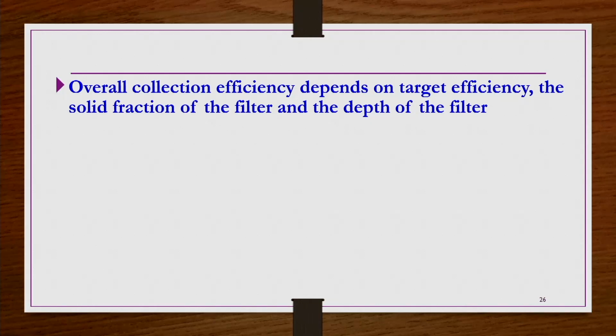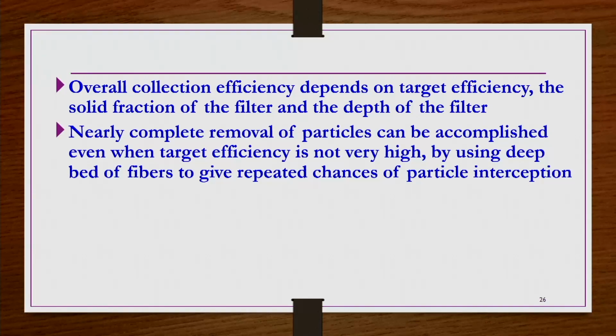But overall collection efficiency is different from the target efficiency, and it depends on different things. One is the target efficiency, and the others are the solid fraction of the filter and the depth of the filter bed that has been used. Even when target efficiency is not very high, nearly complete removal of particles can be accomplished by using a deep bed of fibers to give repeated chances of particle interception.